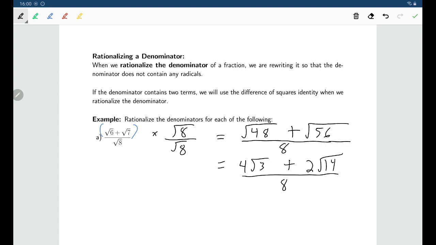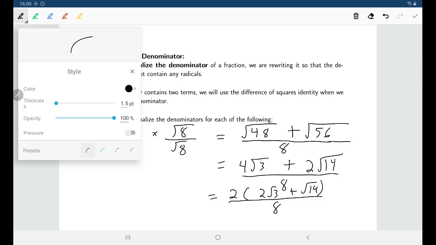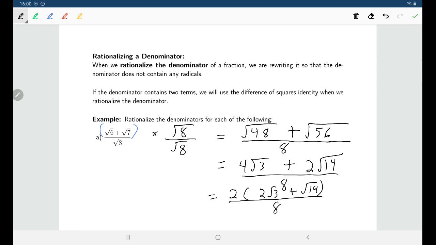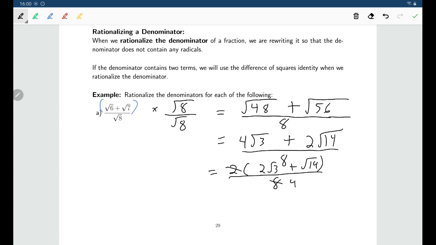And now the one last thing that I'll do here is to note that for the numerator, I could factor 2 out of everybody. 2 is a factor of the first term and of the last term. And that's the reason why I'll be able to cancel 2 from the numerator as well as from the denominator. 2 goes into itself once and into 8 4 times. So what we'll have in simplest terms is 2 root of 3 plus root of 14, all over 4.